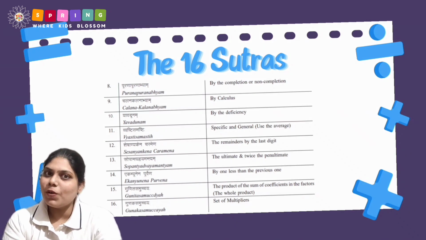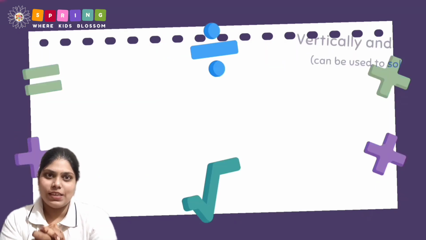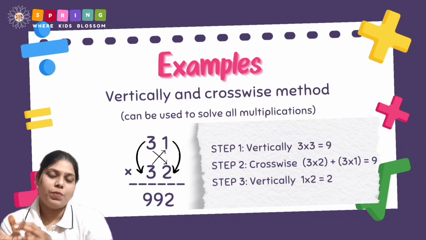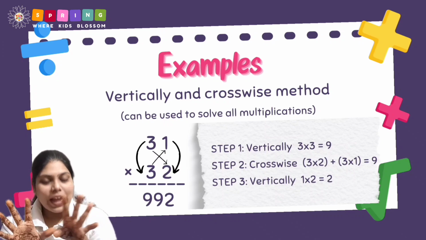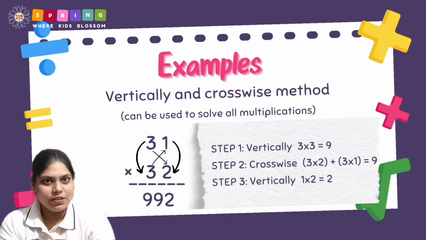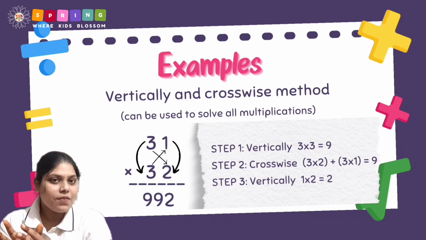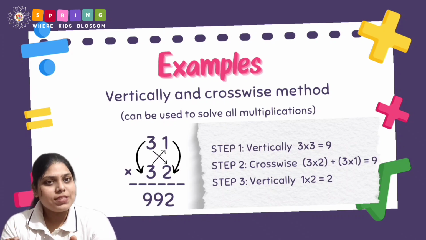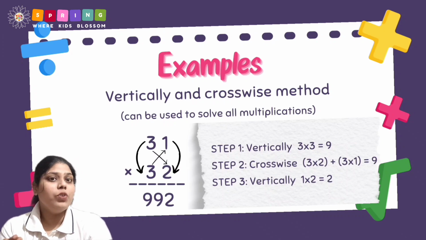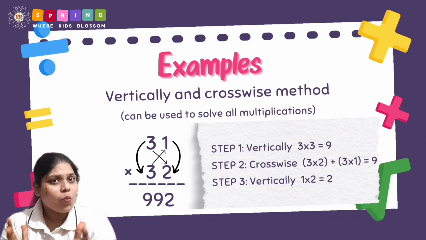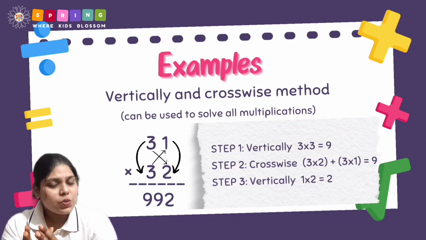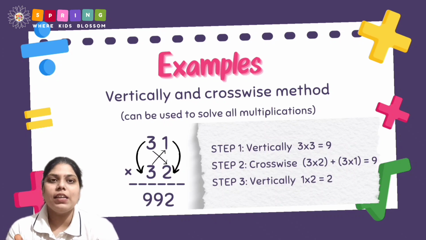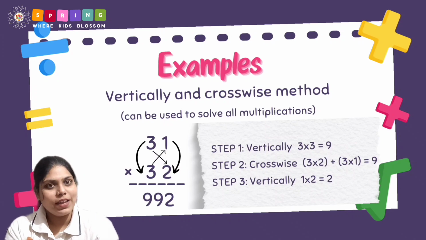Now, after knowing about the 16 sutras, let us see how you can solve certain questions based on multiplication, using the first method, that is the vertically and crosswise method. As you can see on the screen, we have taken 2-digit numbers, 31 and 32, and we will see how we can solve this very easily using this method. In the tens place we have 3 and 3, and in the ones place we have 1 and 2.